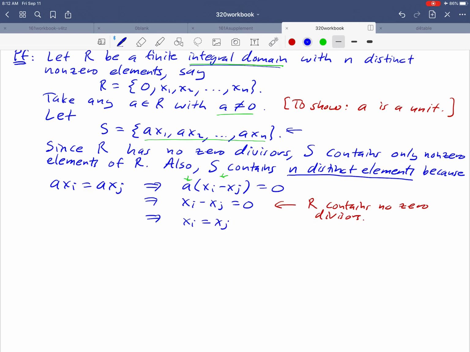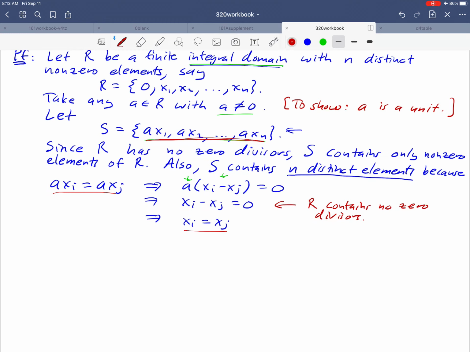So what that's saying is that the only way that these two things can be equal is if the xi and the xj that we started with were equal. If you think about that, that's really proving that we must have n distinct things on this list in S. All right, well, let's put the two observations together that we just made.